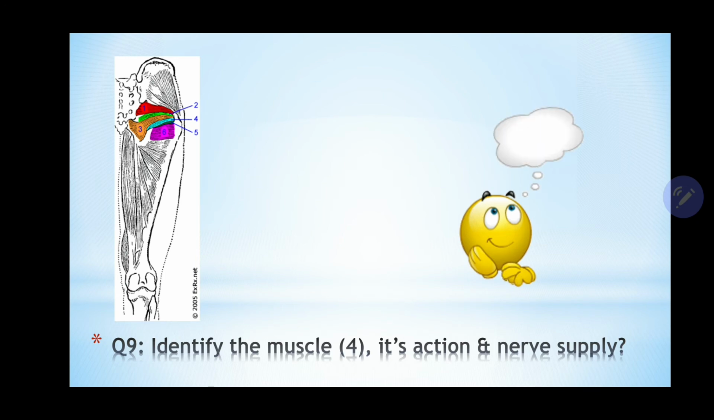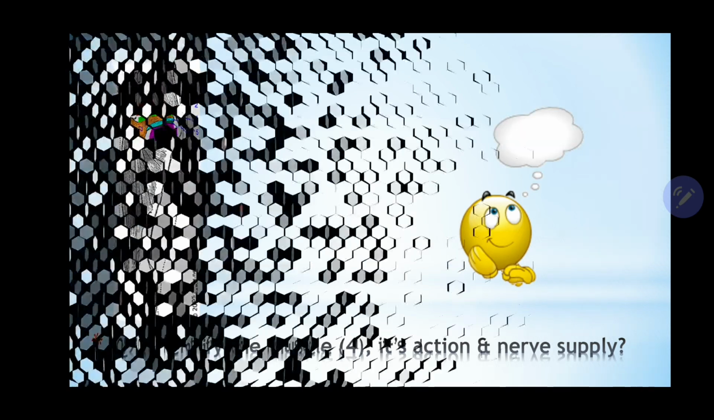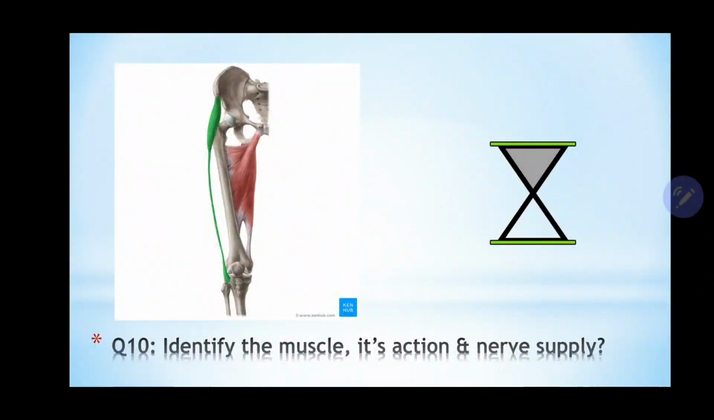We are focusing on the inferior gemellus, right? And as I told you, inferior gemellus is innervated by the same nerve, that is nerve to quadratus femoris, right? And nerve to quadratus femoris supplies two muscles, inferior gemellus as well as quadratus femoris, and its root value is L4, L5, S1, ventral division. And this nerve also is a misnomer. Okay, identify the muscle, its action and nerve supply.